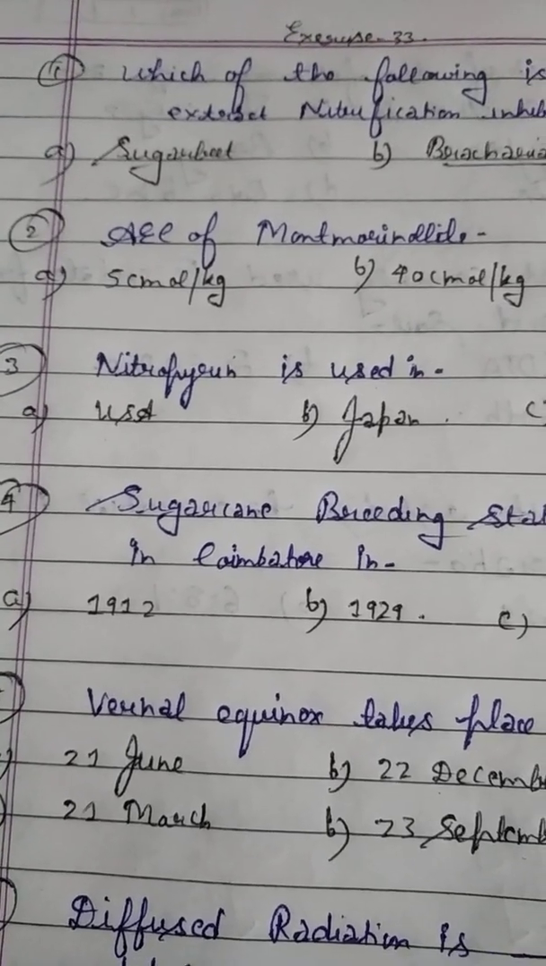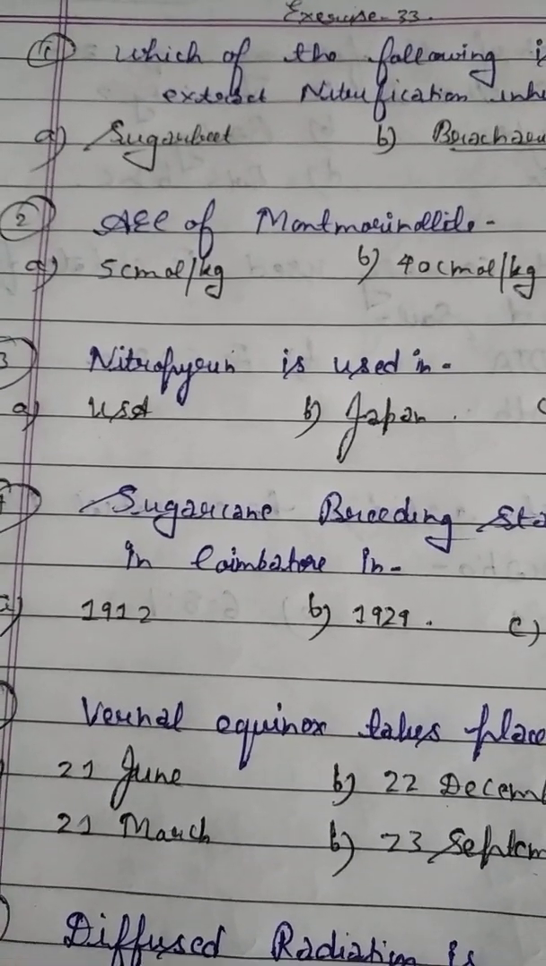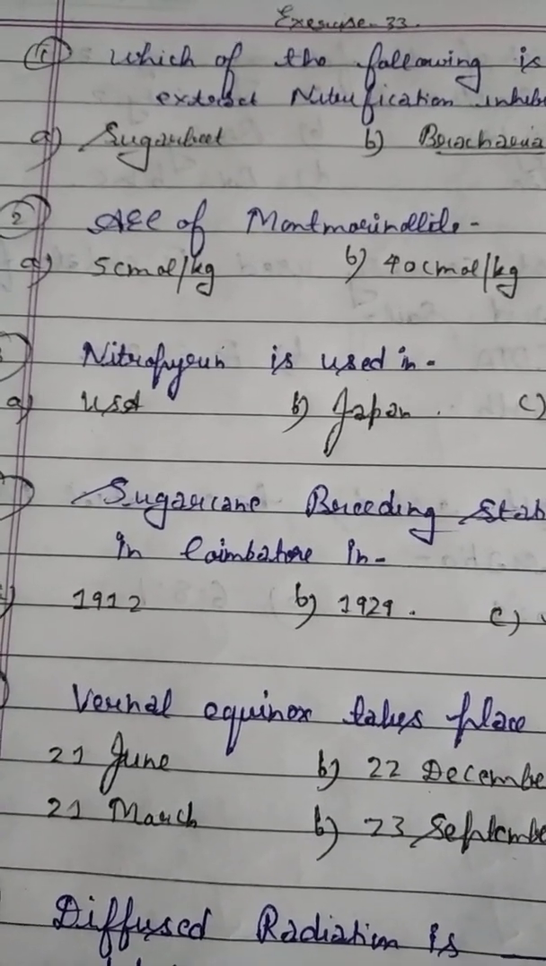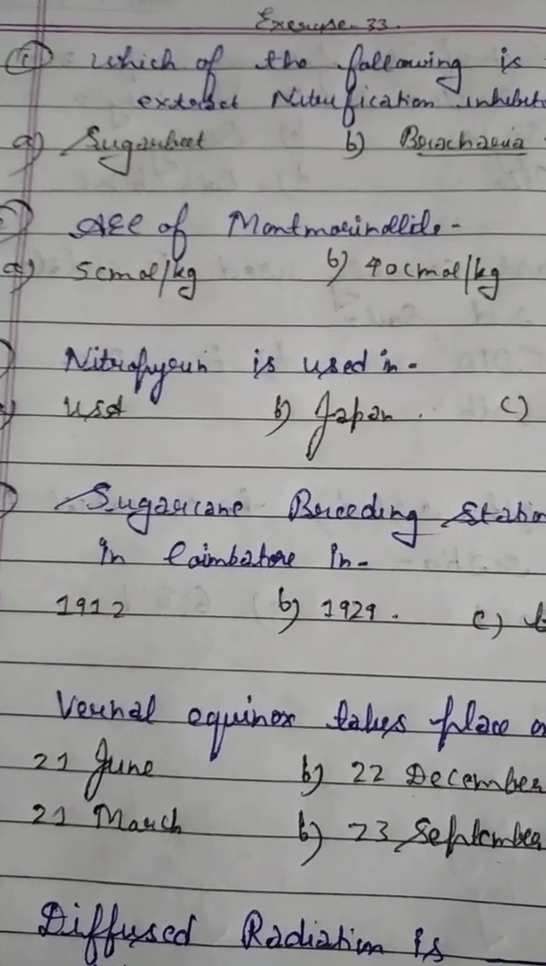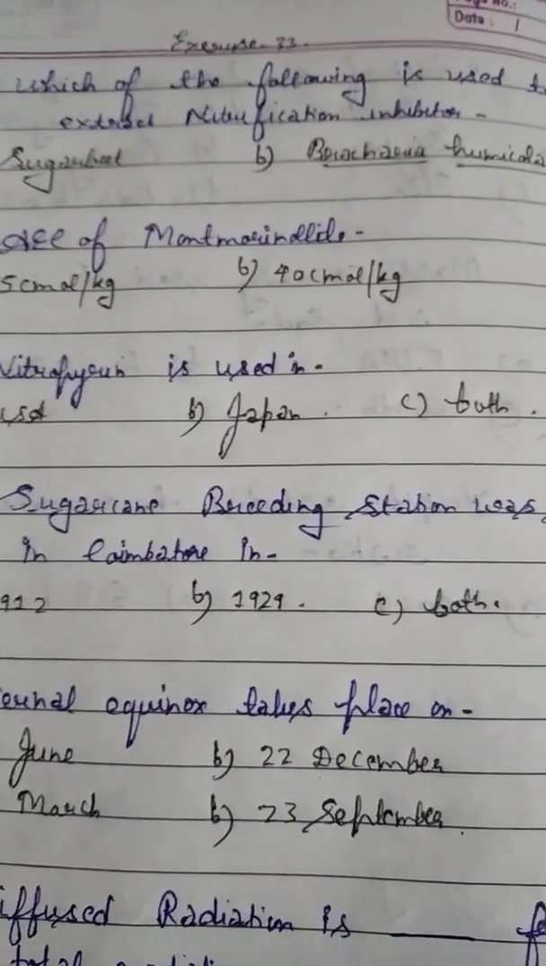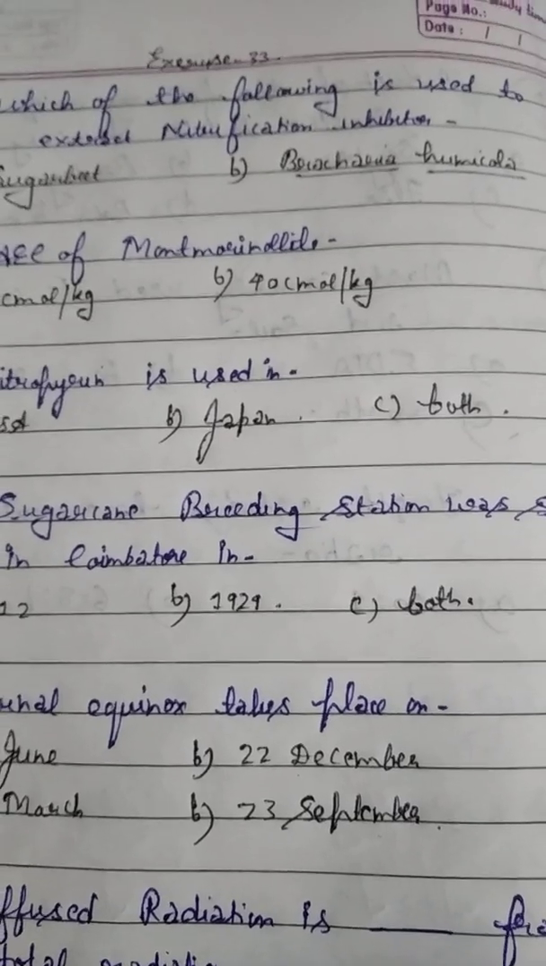Option A, sugar beet. Remember, it is important because it is sensitive to salinity at germination stage. I repeat, sugar beet is sensitive to salinity at germination stage. And the correct answer is B, Beccaria humicola. It is used for extracting nitrification inhibitor.